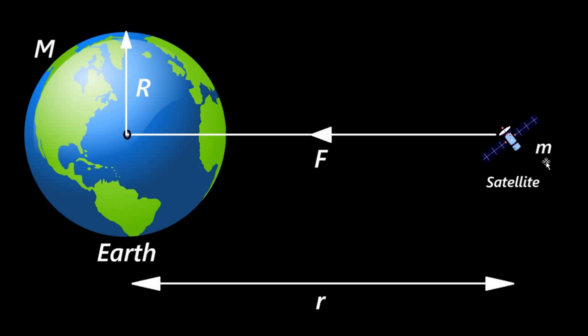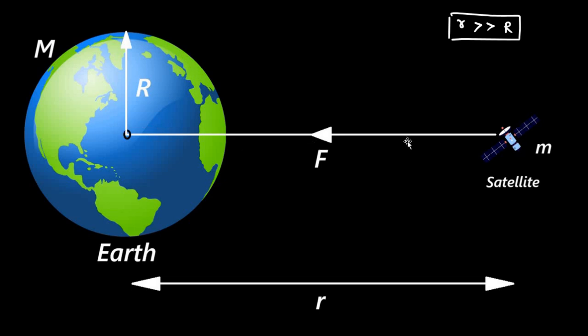So let us say we have Earth, which we are considering to be a solid sphere of mass capital M and radius capital R, and we have a satellite of mass small m, which is at a distance small r away from the center. And here the condition is that the distance small r is much greater than the radius of the Earth. This is the condition.